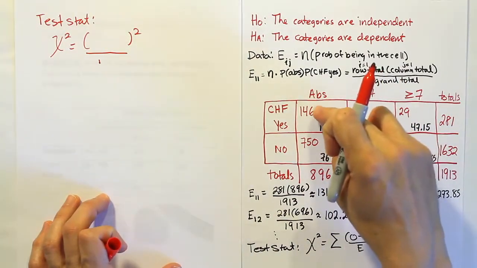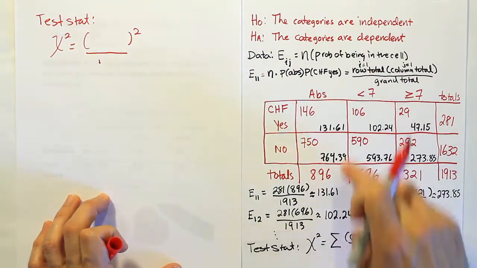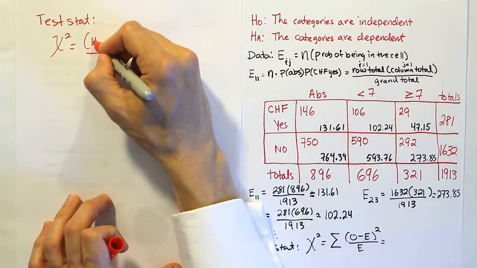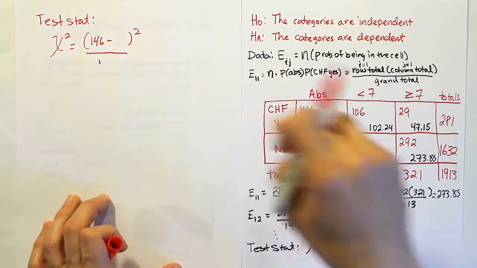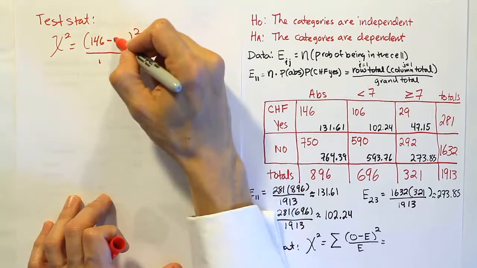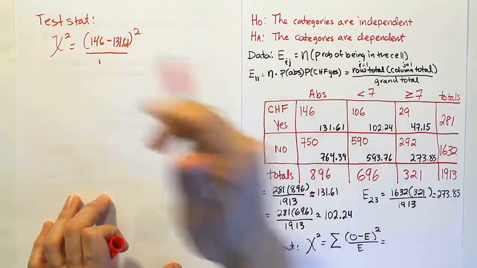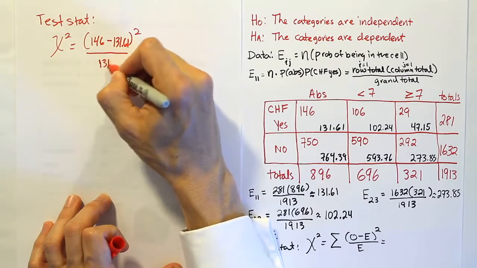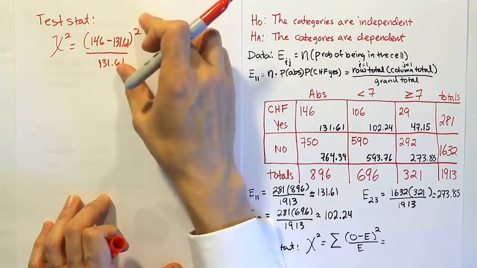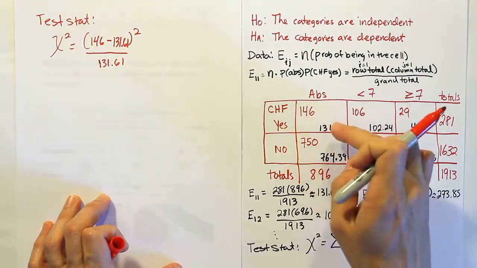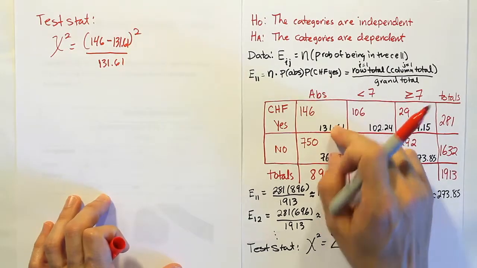For the first one, it would be the observed value, right? Observed value minus the expected value. So it'll be 146 minus 131.61, squared, and then divide by that same 131.61. So there it is. That's our first fraction. Observed minus expected squared divided by expected.